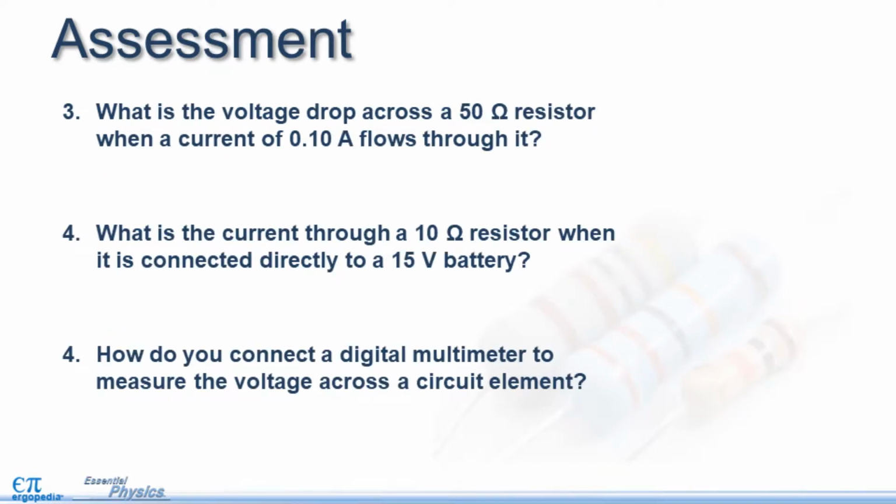What is the voltage drop across a 50 ohm resistor when a current of 0.10 amperes flows through it? Question 4. What is the current through a 10 ohm resistor when it is connected directly to a 15 volt battery? It should be number 5 even though it says number 4. How do you connect a digital multimeter to measure the voltage across a circuit element? Go ahead and answer these questions now in your notebook.